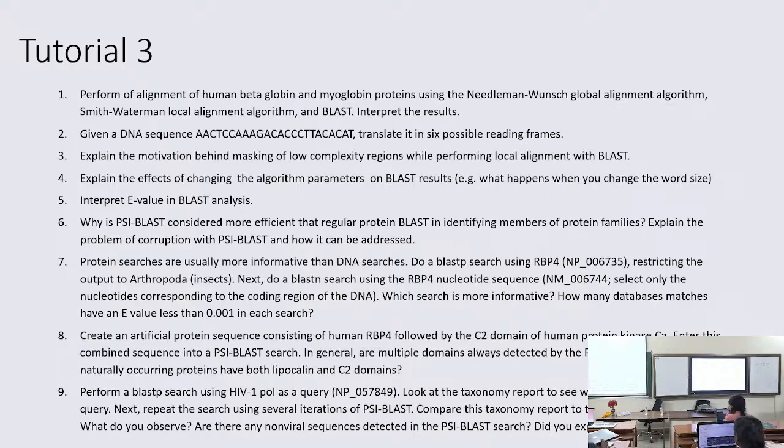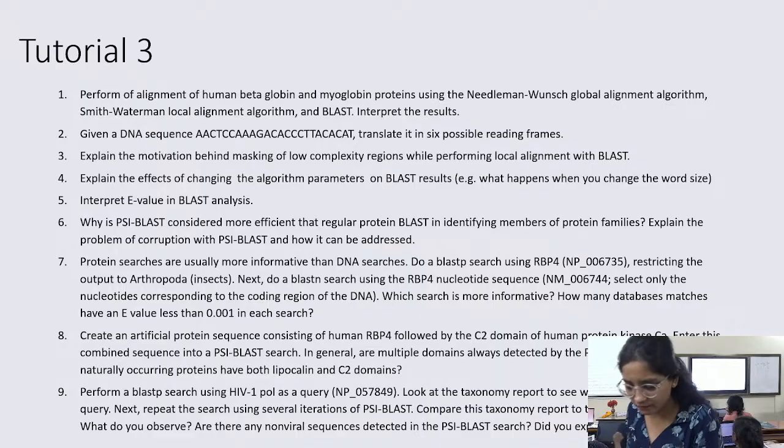Okay, going well. Okay, so yeah, this question, question 7, you would want to do a BLAST search. So go to the BLAST protein BLAST web page.